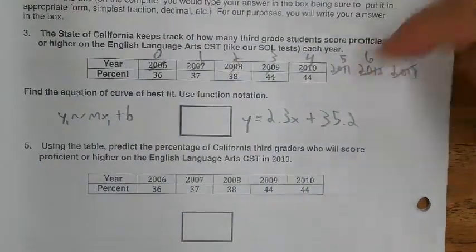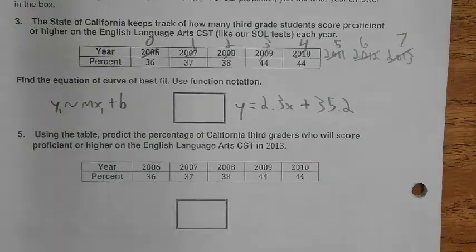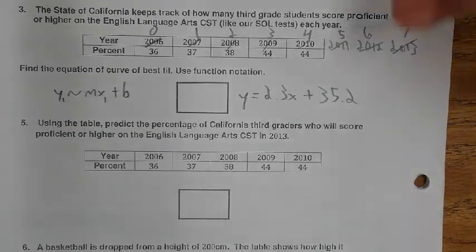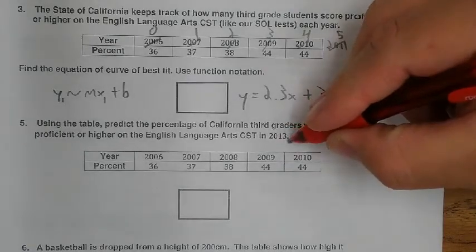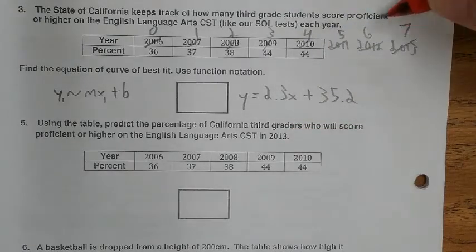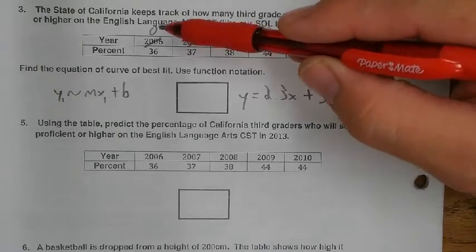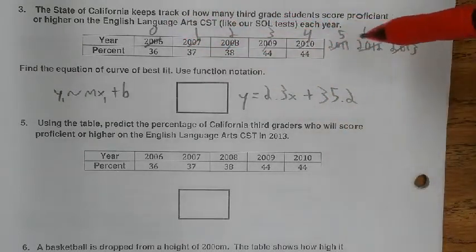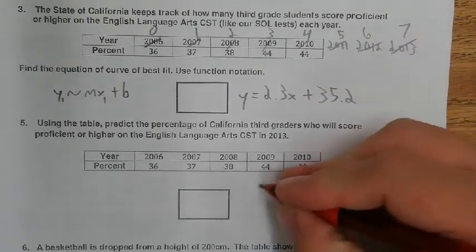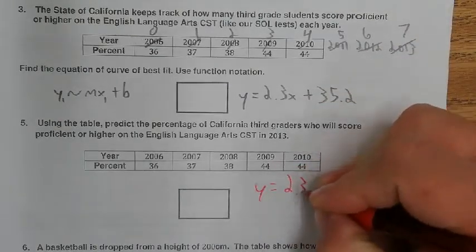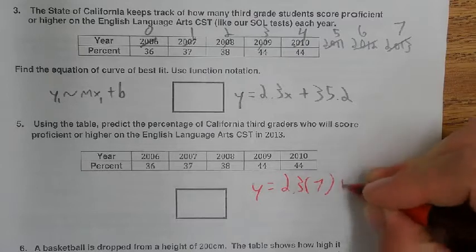This one I'm pretty sure I went over with all of you all in class. So I'll just show you how to do this next part. This next part, we're looking for the year 2013. What I did up here, since they're years, remember you mark out the year and put 0, 1, 2, 3, 4, 5, 6, 7. So I'm going to put 7 in for the year here. So y equals 2.3 times 7 plus 35.2.